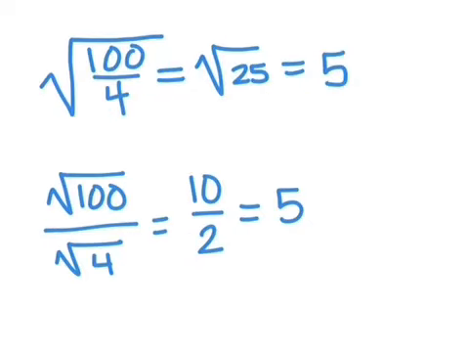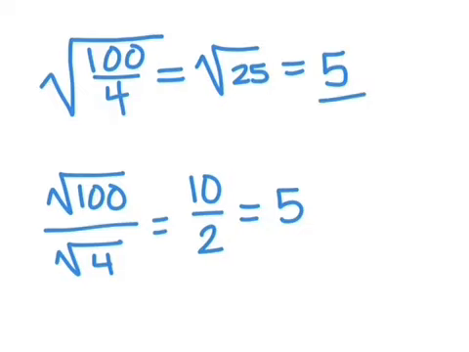Now that we've examined products, let's take a look at quotients. Notice in our first example here that we have the square root of 100 divided by 4. That is equal to the square root of 25 because 100 divided by 4 is 25. And the square root of 25 equals 5.